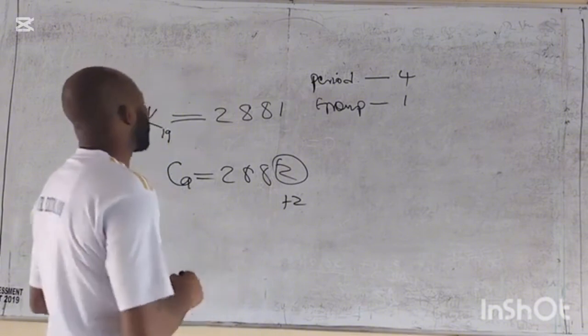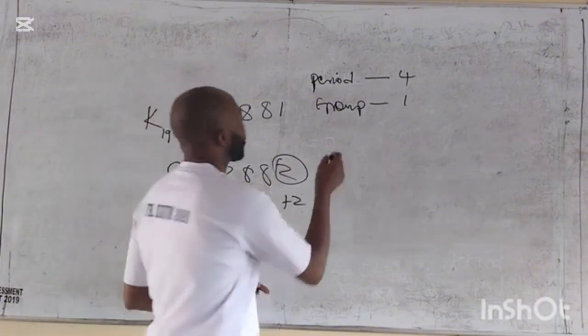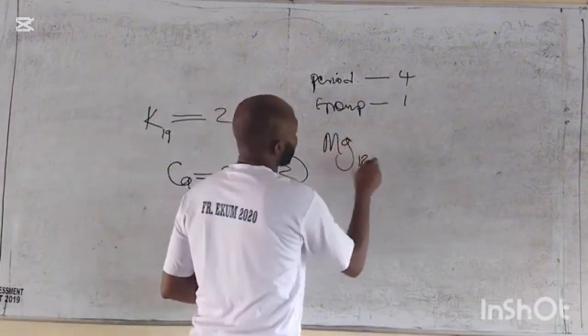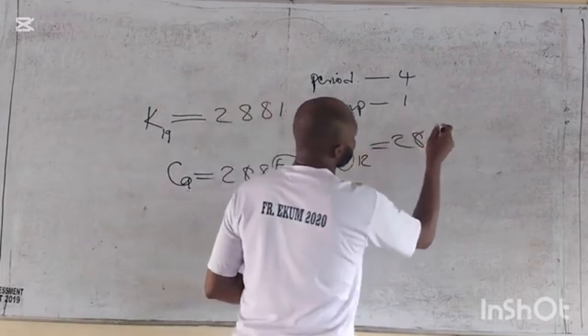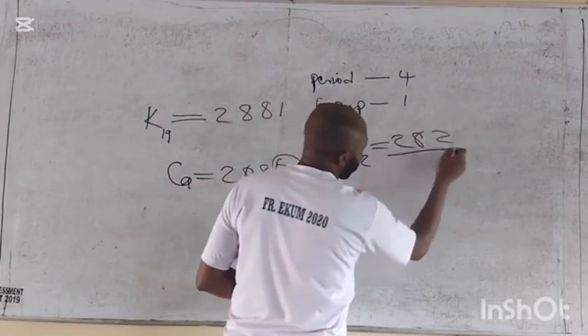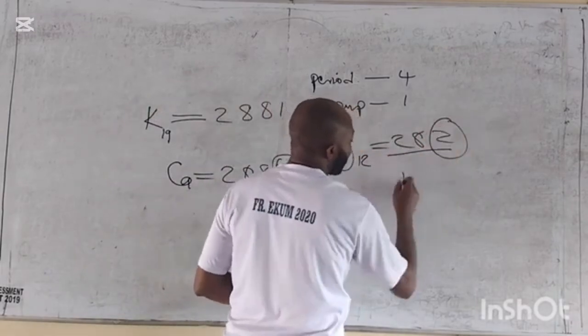And so on and so on. Magnesium has atomic number 12, which is 2,8,2. It is in period 3, group 2. So the valence state is +2.